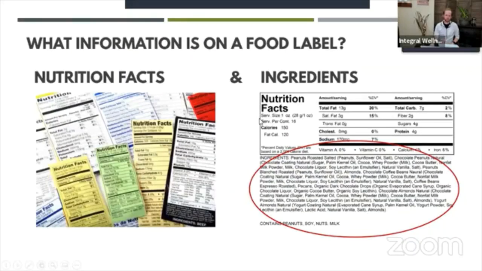So what information is on a food label, right? We have nutrition facts and ingredients on the food label, and those are the two areas that we're going to talk about today. Okay, how do we read these? How does it work? Why do they have that information on food labels? And we're going to get into that right now.